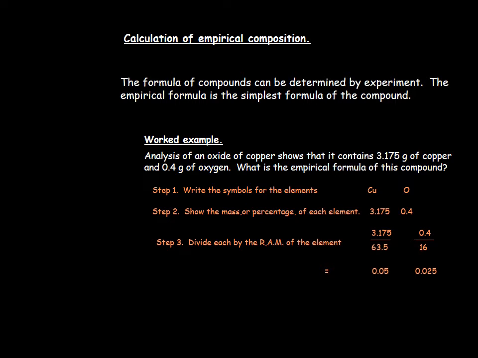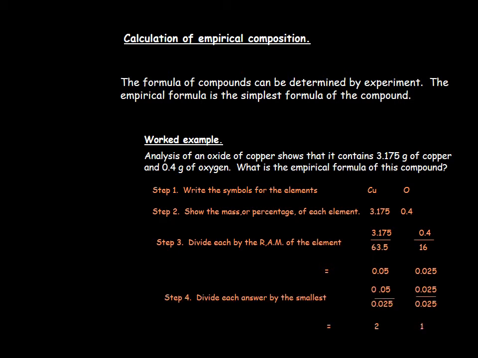Yes, copper is one of the few elements which doesn't have a full rounded number for its relative atomic mass. Instead, it's 63.5 to be exact. And in step three, you also divide the masses that you've been given in the question by the relative atomic masses that you found in the periodic table. So as you can see, in this case we have 0.05 for copper, 0.025 for oxygen. Now what do those numbers mean? Well, they essentially mean number of moles.